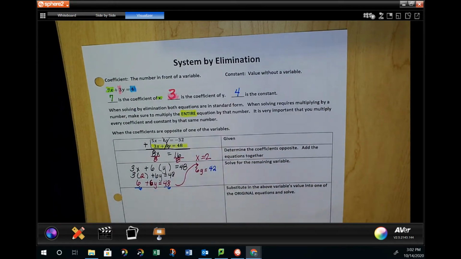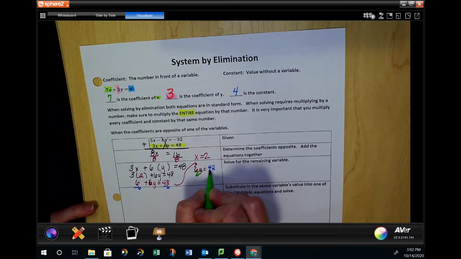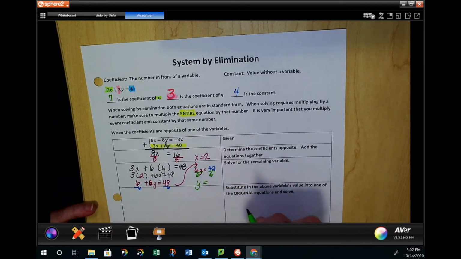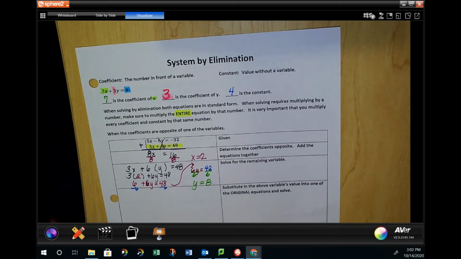And then you're going to go back through, and now we're going to divide by 6. So I'm going to divide it by 6, divide by 6. So then y is equal to 42 divided by 6, which ends up being 8. So my solution is going to be 2, 8.